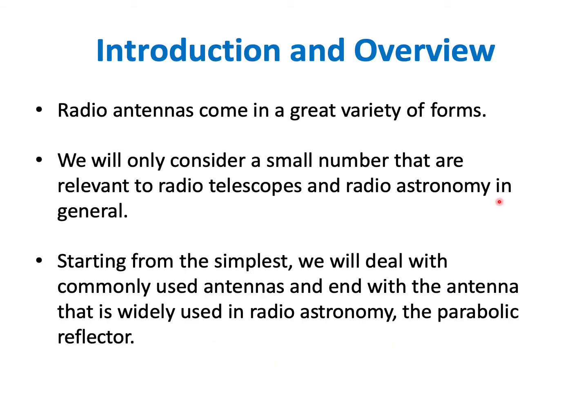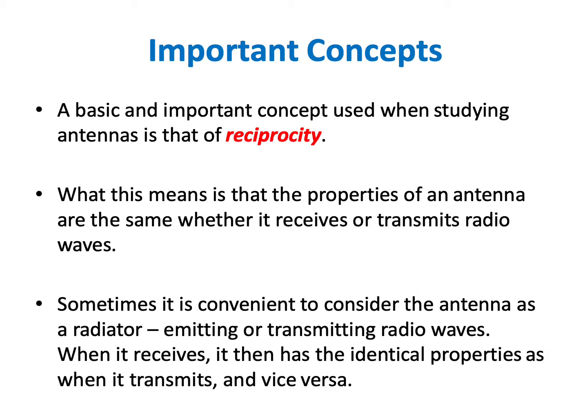In general, radio antennas come in a large variety of forms, but we're only going to be talking about the ones that are really relevant to radio astronomy, because there's just too many to cover otherwise. So we're going to start with the simplest example and then move up through some examples until we get to the most commonly used radio antenna, the parabolic reflector.